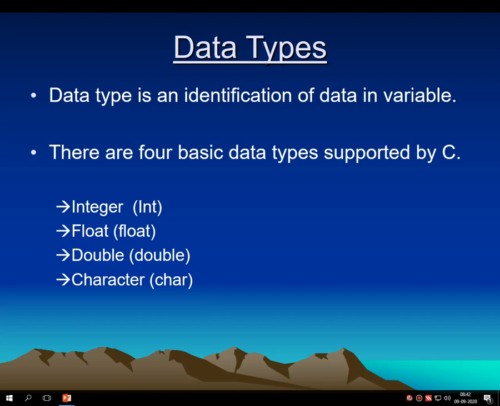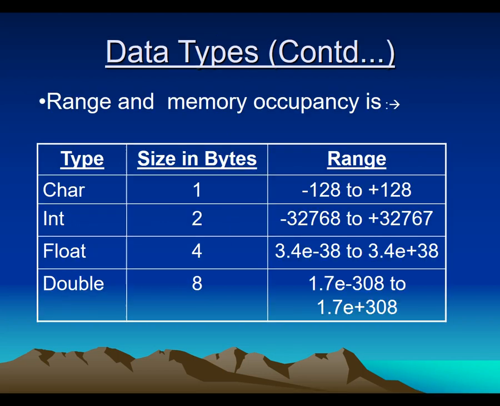We know that there are basically four types of data type. These are the basic four data types we generally use in almost all programs. These are integer, float, double and character, as you can see on the screen. Whenever we use these data types, they have their byte size and range inside the system.